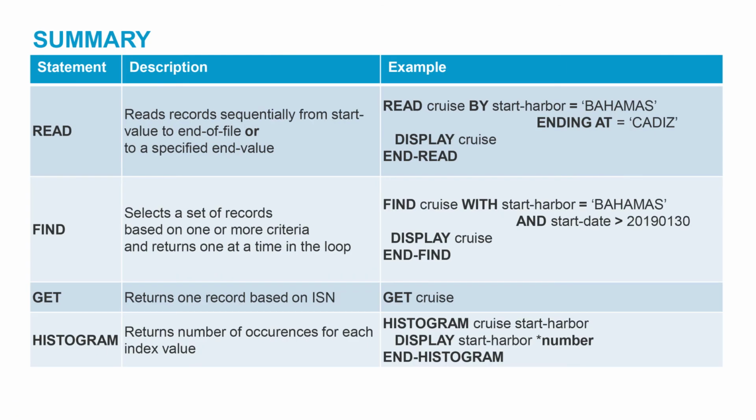So to summarize, read is for sequential access, find is for selecting a set of records, get is for a single record, and histogram is for number of occurrences of the descriptor values.